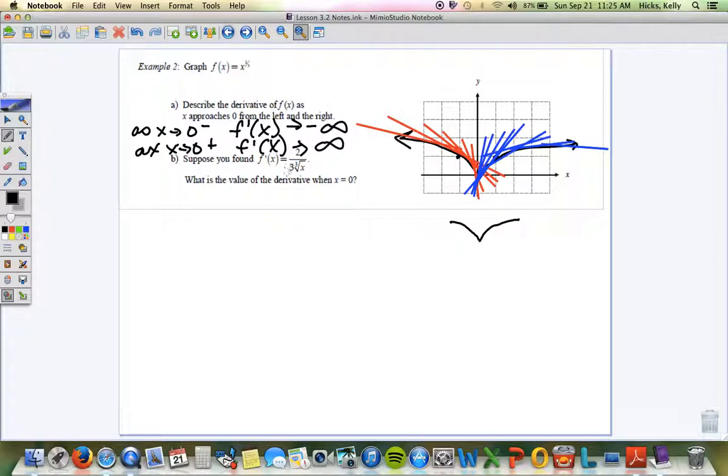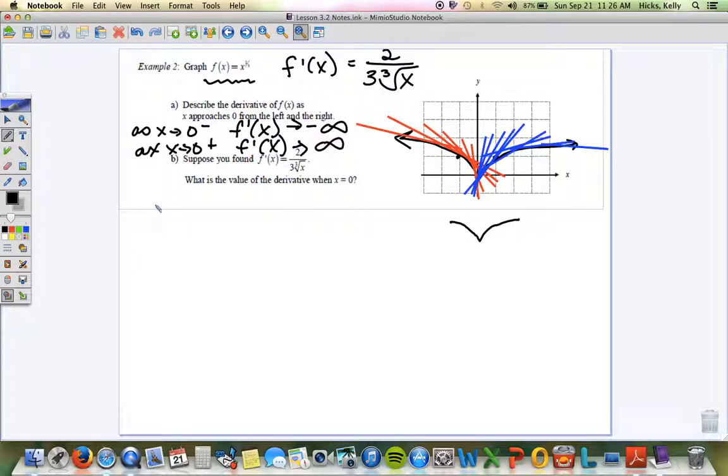Suppose you found f prime of x equals 2 over 3 times the cubed root of x. That actually is the derivative of this. If f of x equals x to the 2/3 power, then f prime of x equals 2 over 3 times the cubed root of x. Now, I wouldn't ask you to do that with your limit definition, but as of, I don't know, Thursday, we'll be doing this in a different way, and you'll be able to do something like this pretty quickly.